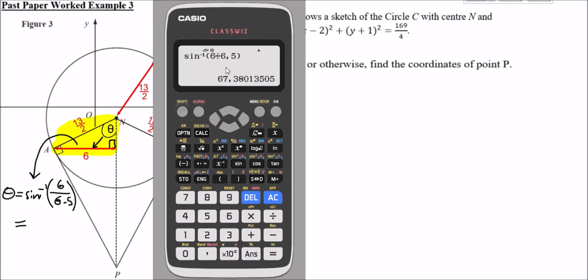So let's give it to more significant figures than we need to make sure we don't fall for the rounding error trap. So let's call this 67.3801, just to be completely safe. So let's call this angle 67.3801.